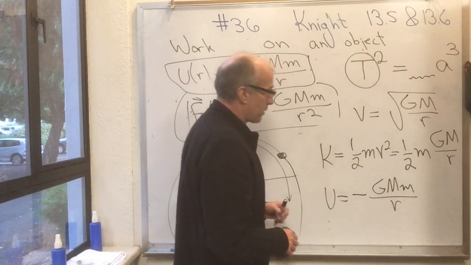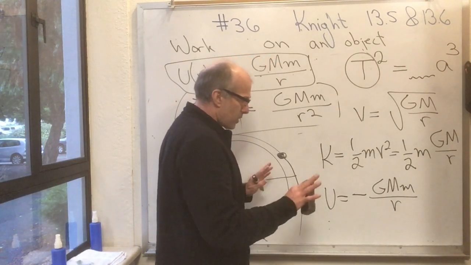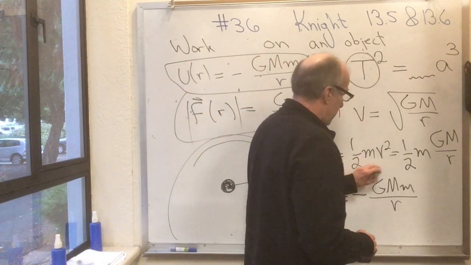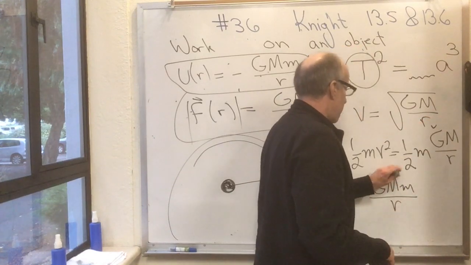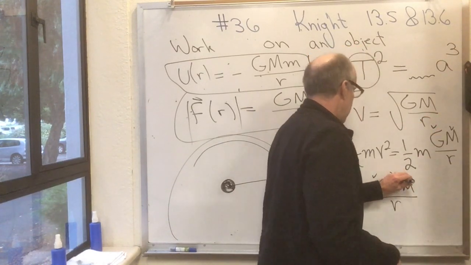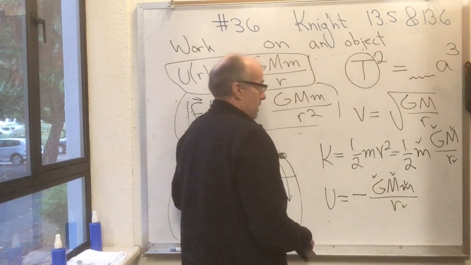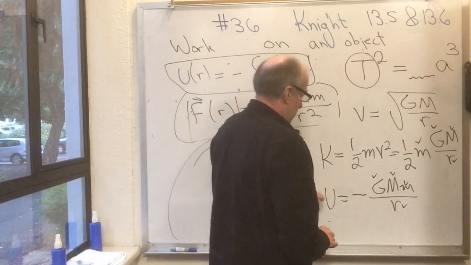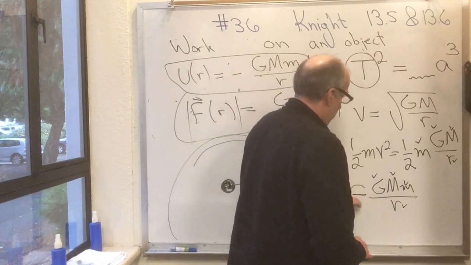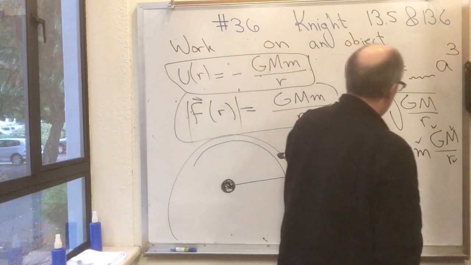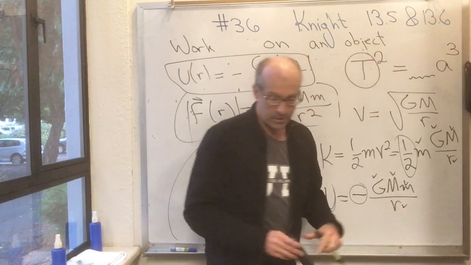So the main remaining observation that Knight wants you to have in this chapter is that kinetic energy and potential energy have almost all the same factors. They have a G. They have a big M. They have a little m. They have an r. The only thing they disagree by is that the U has a minus 1 in front of it, and the K has a plus 1/2 in front of it.